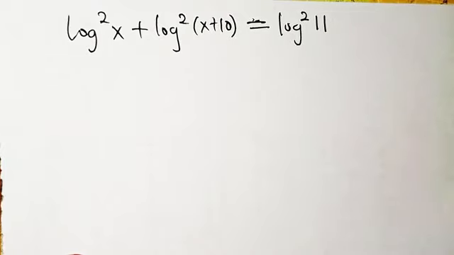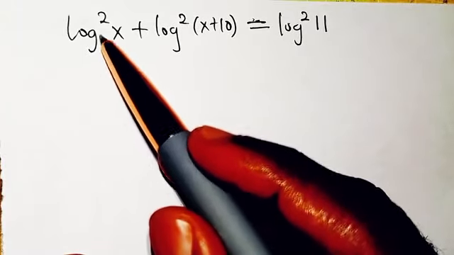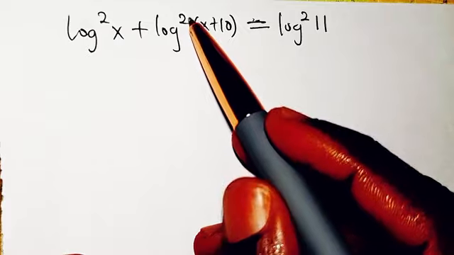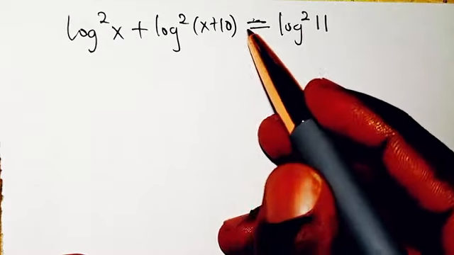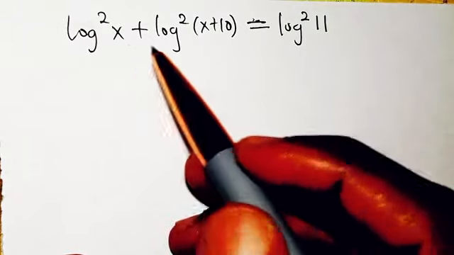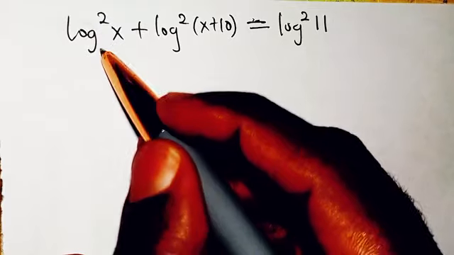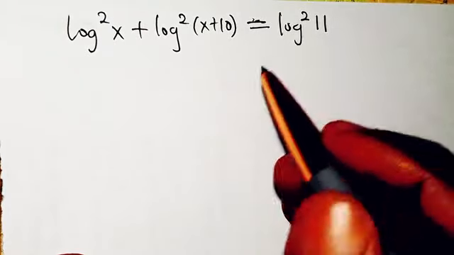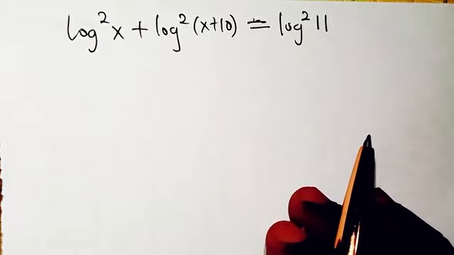Hello viewers, you're welcome. In this tutorial, we are going to be solving this logarithmic equation. We have log x to the power of 2 plus log (x plus 10) to the power of 2, equals log 11 to the power of 2. The 2 here is not a base, it's just the power, so the base still remains 10.